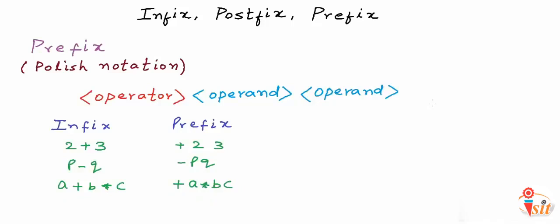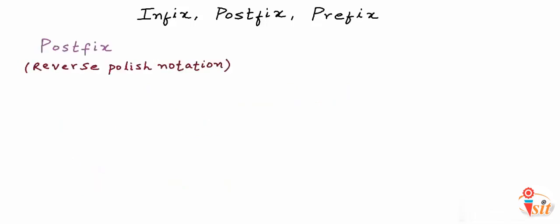While parsing and evaluating prefix and postfix expressions, we do not need extra information. We do not need all the operator precedence and associativity rules. I'll come back to how we can evaluate prefix notation. I'll first define postfix notation. Postfix notation is also known as reverse Polish notation.